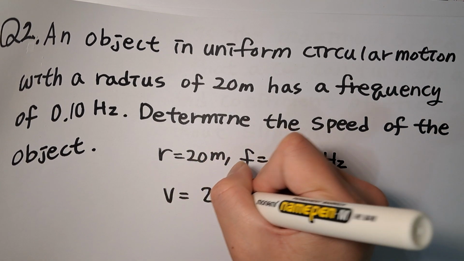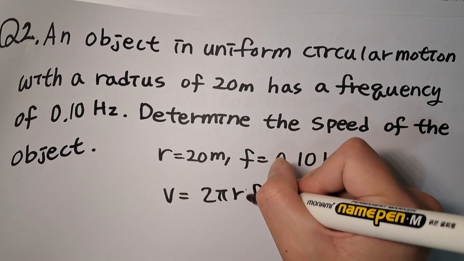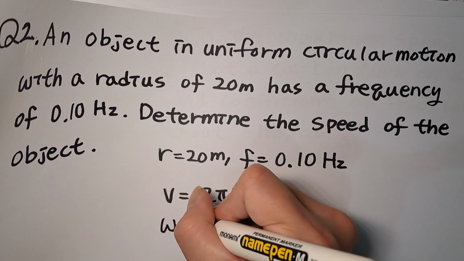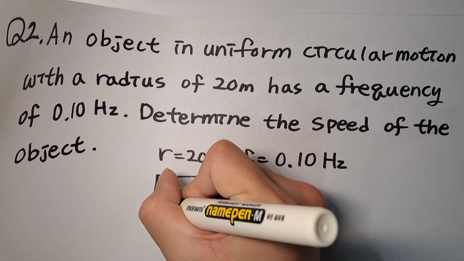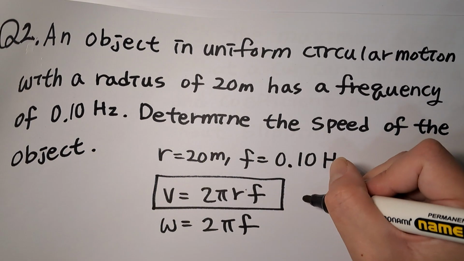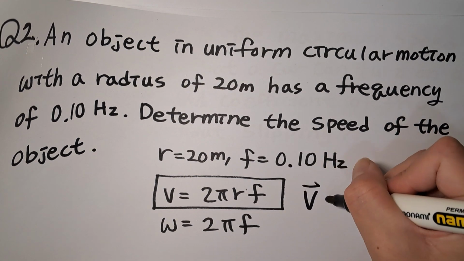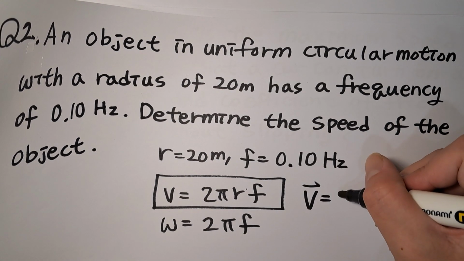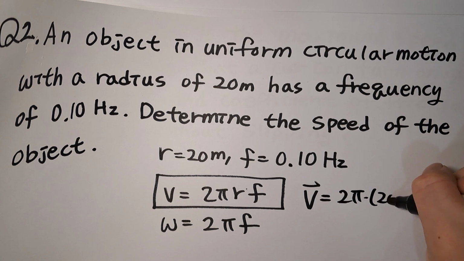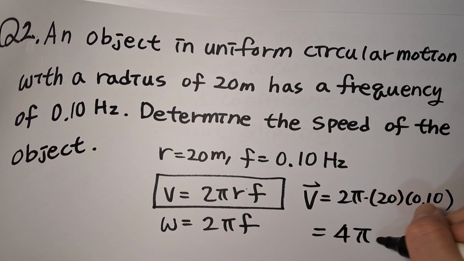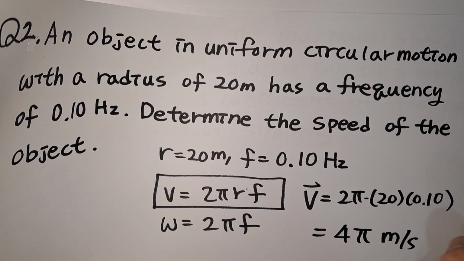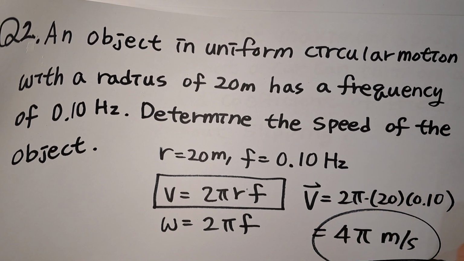So this is the equation for finding the answer, and we are going to use this equation. So velocity is going to be this. So 4 pi meters per second is going to be the answer.